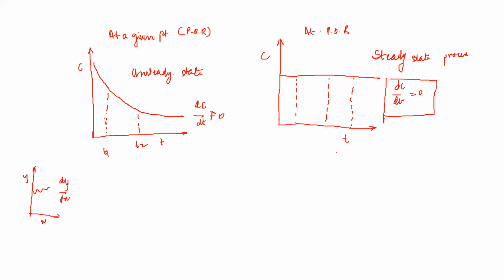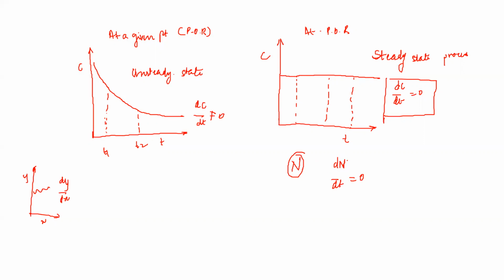There is no variation. If we take any property n, n would not vary with time. dn by dt is going to be equal to 0 for a steady state process always, irrespective of the type of process or the unit operation. The moment you see the words steady state, you have to say that d property by dt is going to be equal to 0.